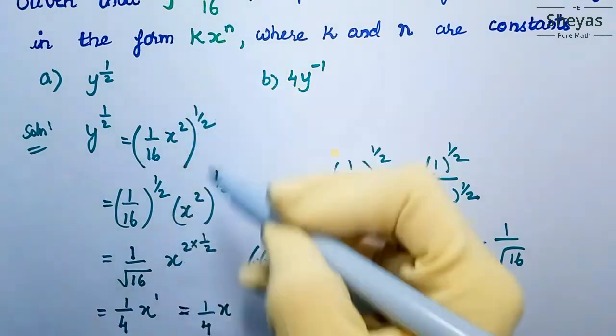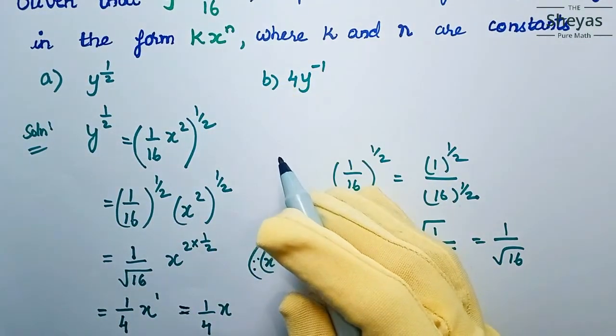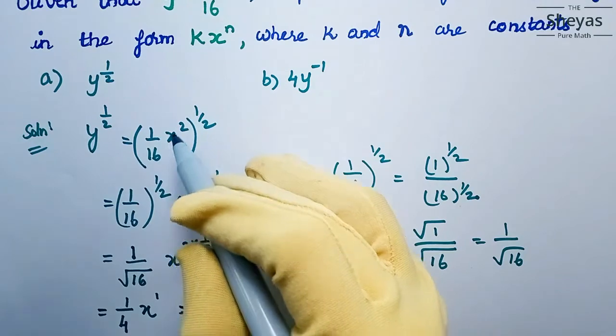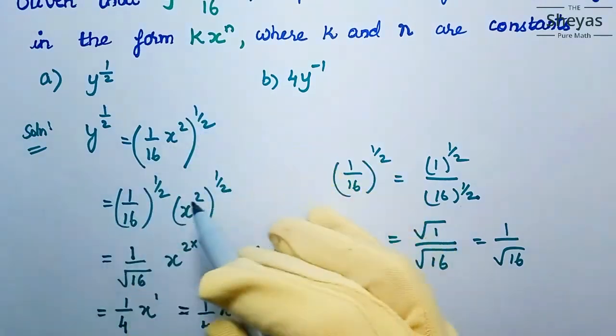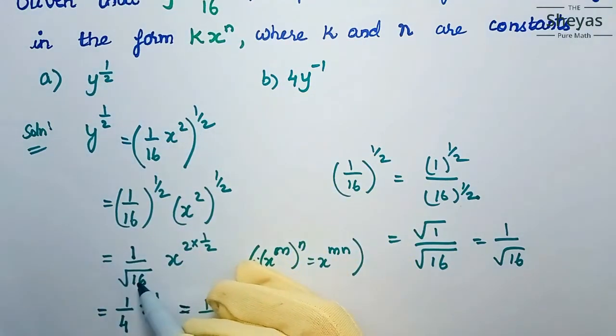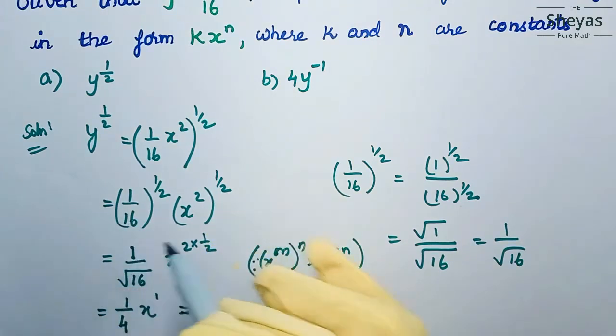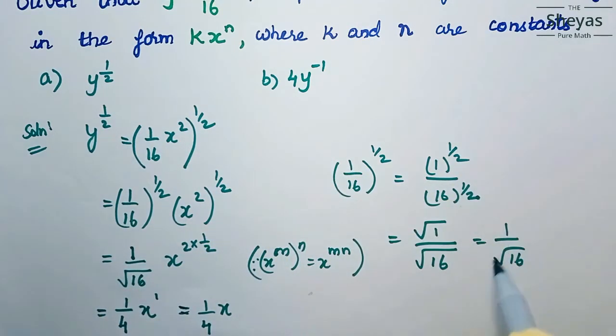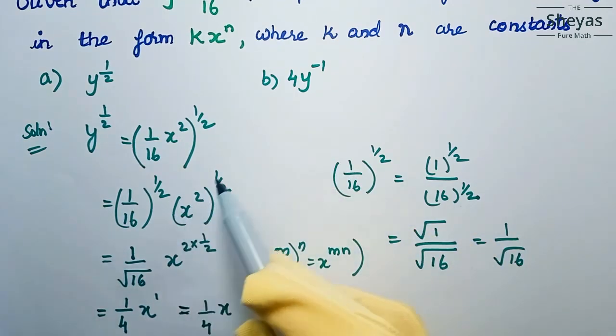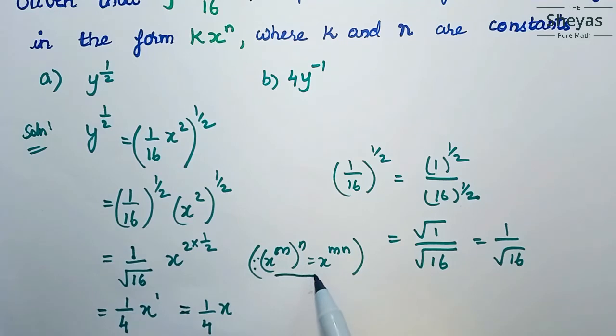Now we have written it in the form k x power n. Let me repeat this. I am substituting the y value here and giving the power separately to each value, and I am getting 1 by square root of 16. This calculation I have written here. For x power 2 the whole power 1 by 2, I have applied this formula and written x power 2 into 1 by 2, that is nothing but x power 1. Root 16 can be written as 4, so 1 by 4x is the required answer.